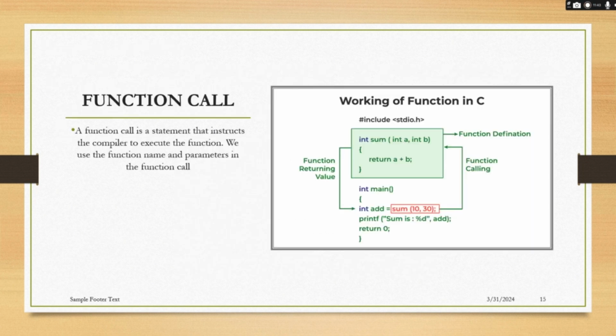Function call. A function call is a statement that instructs the compiler to execute the function. We use the function name and parameter in this function call. So how does a function work in C? First of all, in the main, we want to call the function. When the function is called, it goes to the function definition, and in this definition, there will be a piece of code in that body. It will be executed and it will be returned.